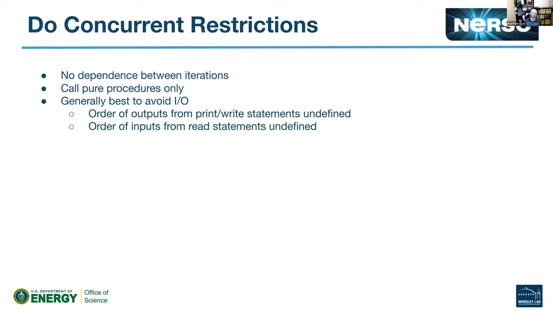You can only call pure procedures in the body of a do concurrent loop. Pure procedures are not allowed to modify module or host associated variables; they can't modify state. They're allowed to refer to it, but they can't modify it. And they can't do IO. Technically, you are allowed to have explicit IO statements in the body of the loop, so you can have print statements and write statements, but it's generally best to avoid it because the order of those outputs or inputs, if you've got read statements, is undefined, so it might come out in a weird order.